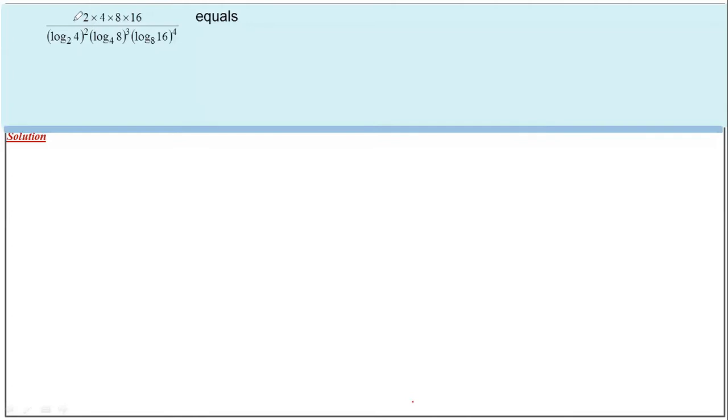What is the value of this given expression? 2 into 4 into 8 into 16 by log 4 base 2 whole square into log 8 base 4 whole cube into log 16 base 8 whole to the power 4. So we have 2 into 4 into 8 into 16. So this is equal to 2 into 2 square into 2 cube into 2 to the power of 4. So this is equal to 2 to the power of 10.